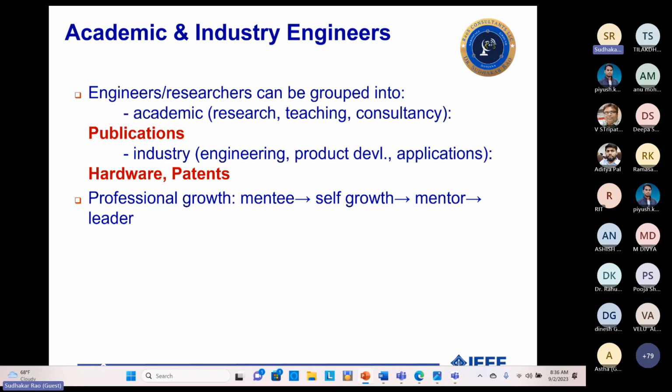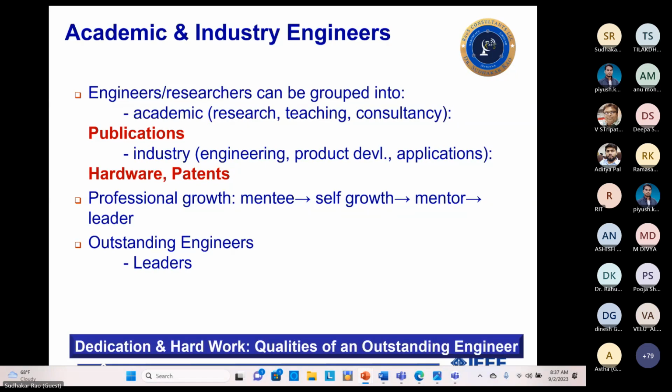And then once you attain a certain stage, I think you need to start mentoring. So you mentor some interns or young engineers, and then you become a leader. So outstanding engineers, I think they can become the leaders, and becoming a leader in industry is very difficult. So you need a lot of dedication, hard work. So those are the qualities of an outstanding engineer or the leader.